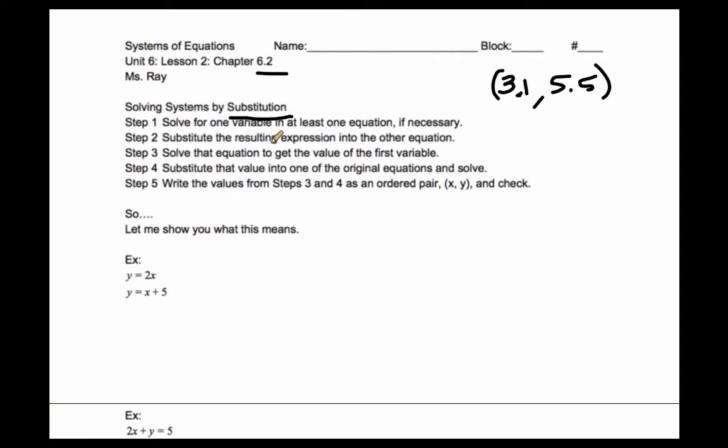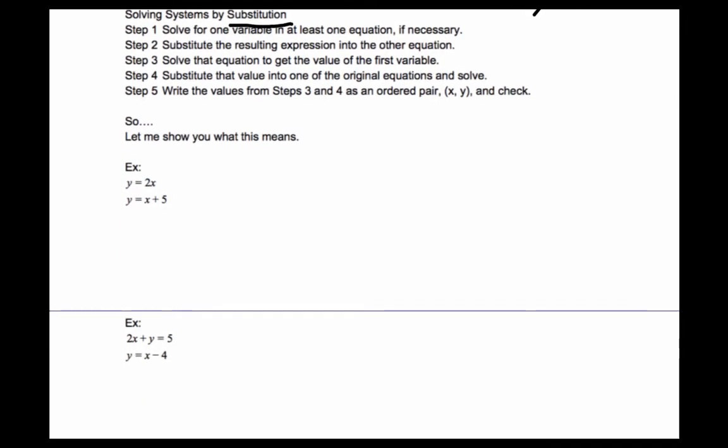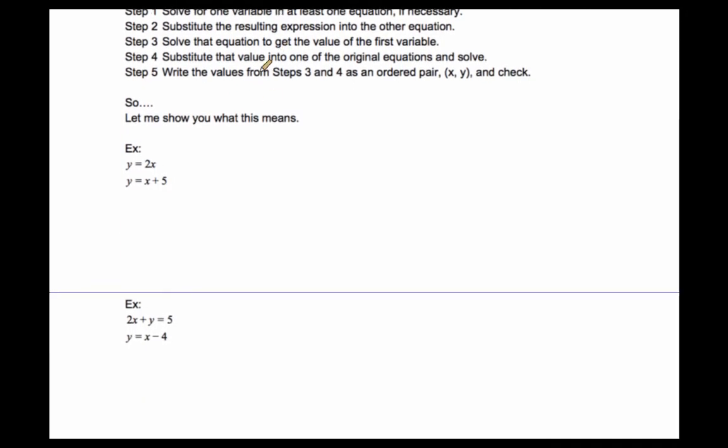So step 1 says solve for one variable in at least one equation, if necessary. Okay, so we need to have a variable isolated. Now that variable does not have to be y, although in a lot of cases we think we want to solve for y. Then we're going to substitute the expression into the other equation and we're going to solve. You can come back to these steps and look at them. I'm going to show you what it means in practice, and then maybe you can go back and read the steps and think about what we did.